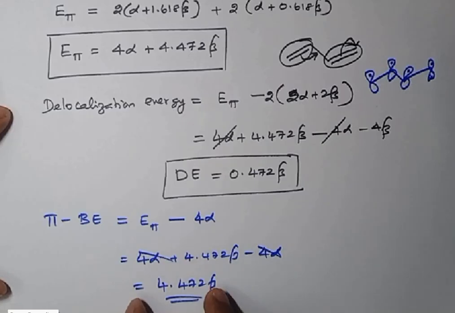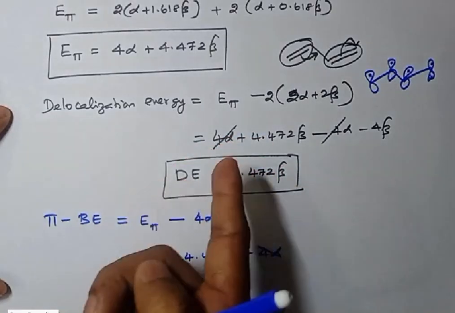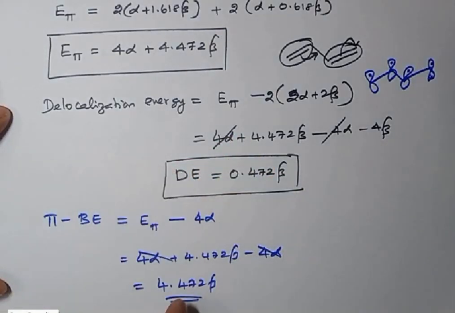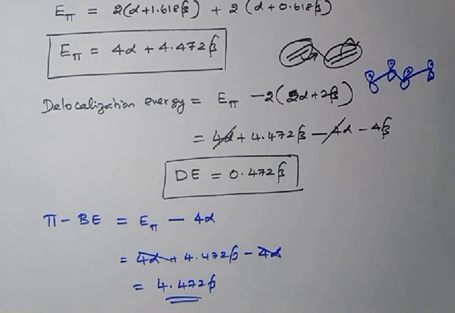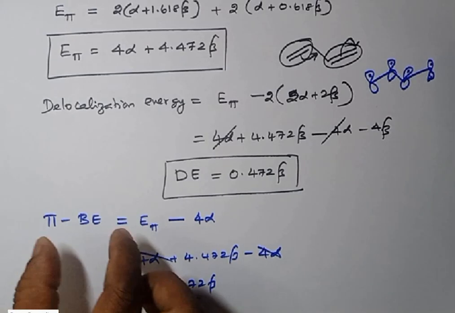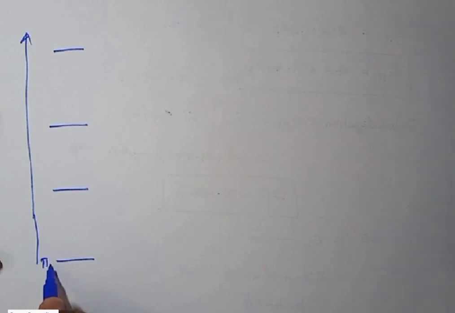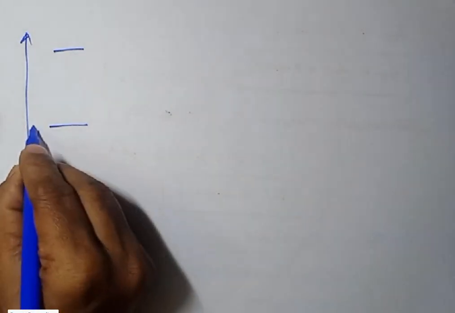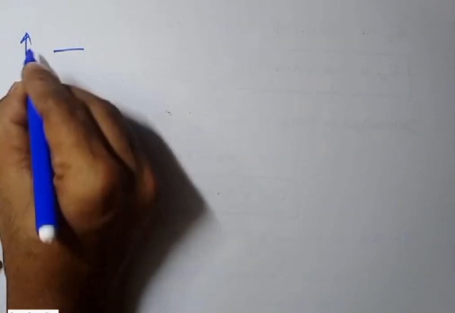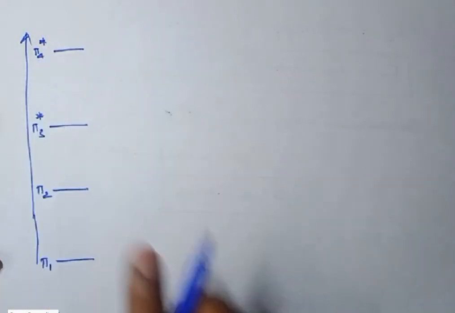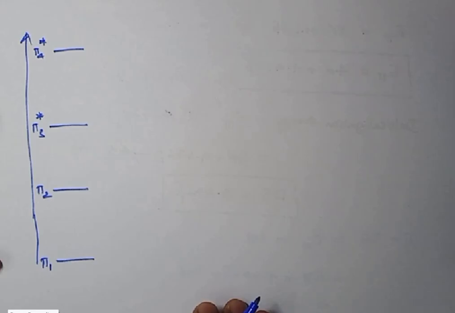Okay, this is pi electronic energy for 4 pi electrons. 1,3 butadiene has 4 pi electrons. For 4 pi electrons, this is the pi electronic energy. Okay, take that. This is not pi electronic energy, this is actually pi bonding energy. 1,3 butadiene has 4 molecular orbitals. This is pi 1, this is pi 2, this is pi 3 star, and this is pi 4 star. There are 2 bonding molecular orbitals and 2 anti-bonding molecular orbitals.